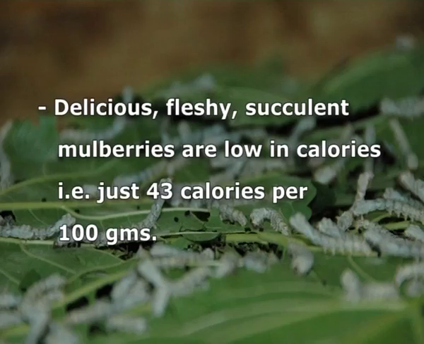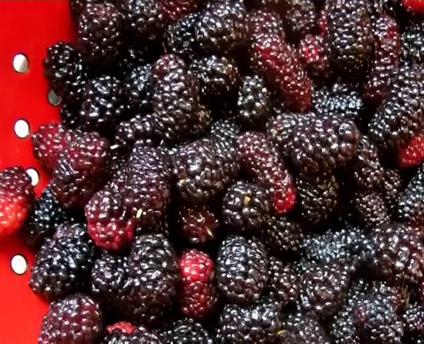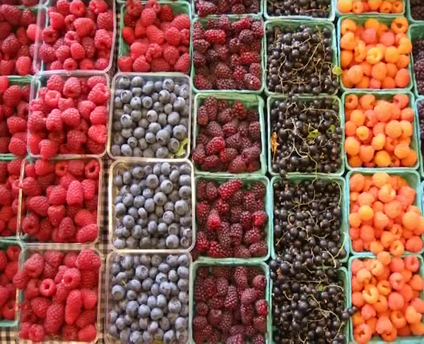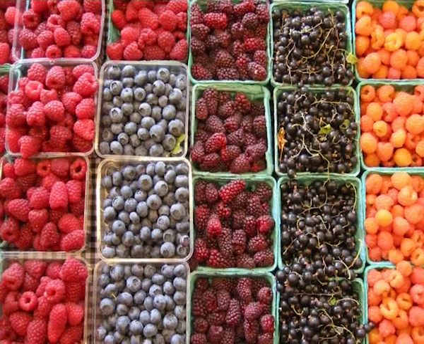Delicious, fleshy, succulent mulberries are low in calories, just 43 calories per 100 grams. They contain health-promoting phytonutrient components like polyphenols, pigment antioxidants, minerals and vitamins that are essential for optimum health. Mulberries have significantly high amounts of the phenolic flavonoid phytochemical called anthocyanins. Scientific studies have shown that consumption of berries has potential health effects against cancer, aging and neurological diseases, inflammation, diabetes and bacterial infection. The berries contain resveratrol, another polyphenol flavonoid and antioxidant.